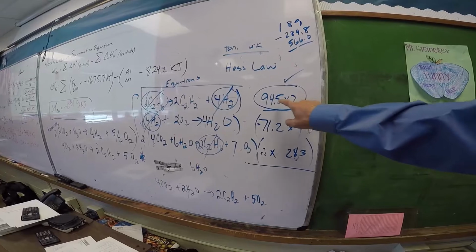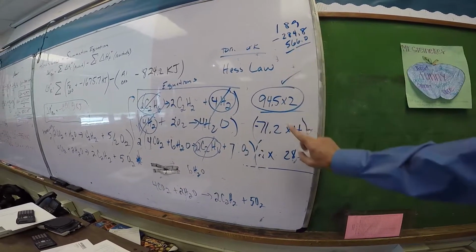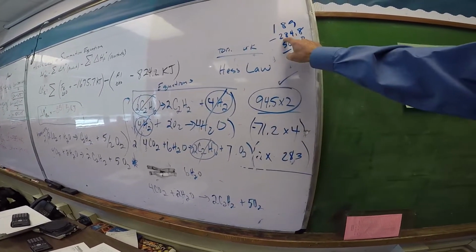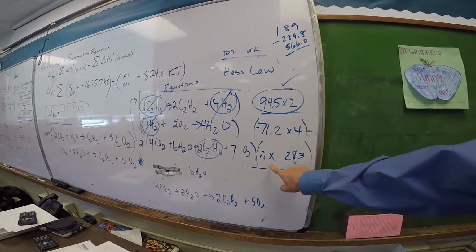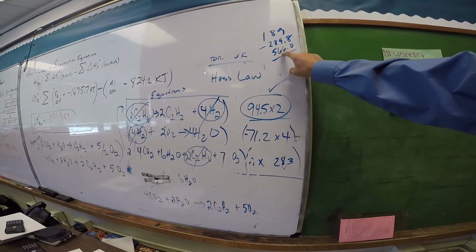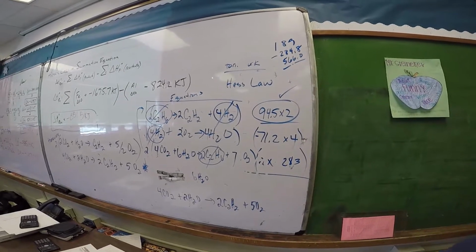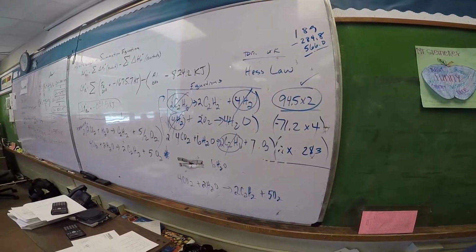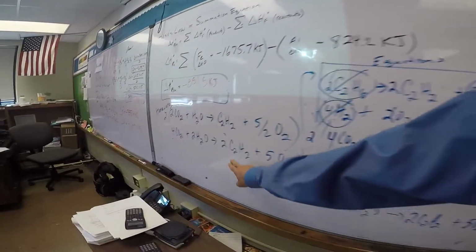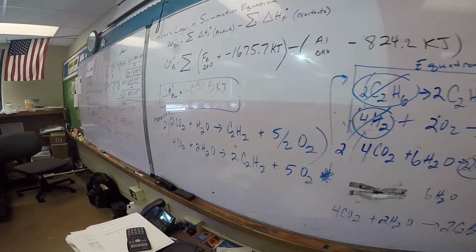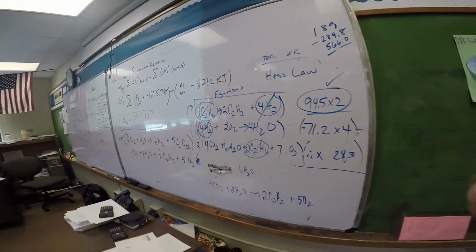Then you got to multiply this times 94, gives you 189. This times that gives you 284.8. And then 2 times 283 gives you 566. You end up adding all this up, and the answer ends up being 235 because you got to divide it by 2, giving you your original equation. 235 is the answer.